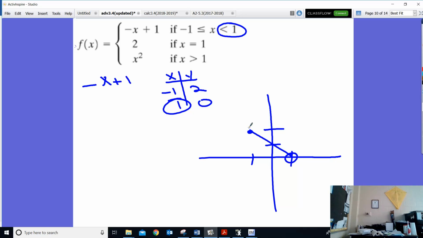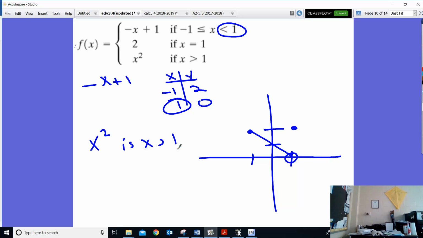I really don't feel like writing the table out for that. If x is 1, y is 2. Solid dot with an equal sign. Third piece is x squared if x is greater than 1.